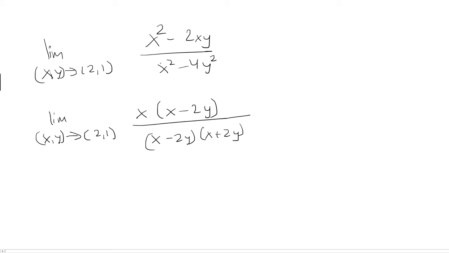And now the x minus 2y's are going to cancel. I can plug in x equals 2 and y equals 1 to get 2 over 4, which is 1/2. And that's our answer.